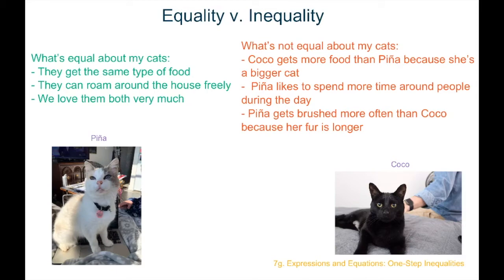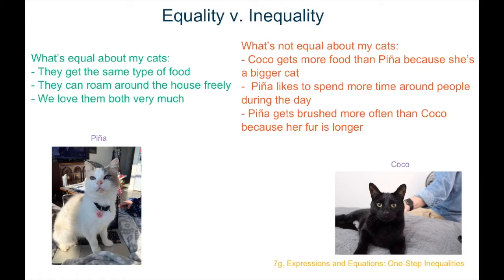Now, let's talk about what's not equal about them. Well, Coco, who's down here in the right-hand corner, gets some more food than Pina over here, because Coco's just a bigger cat. Coco weighs almost 11 pounds, and Pina only weighs about 8.5 pounds. Pina likes to spend more time around people during the day. She's much more of a social cat. Coco usually likes to stay hidden in our bedroom, either under our bed or in the closet most of the day. And another thing that's different about them is Pina gets brushed more often than Coco because her fur is longer. You might can tell from the picture, she's just got a longer coat.